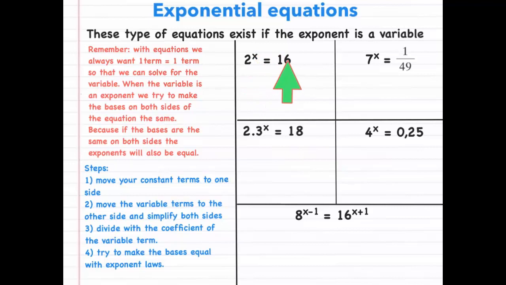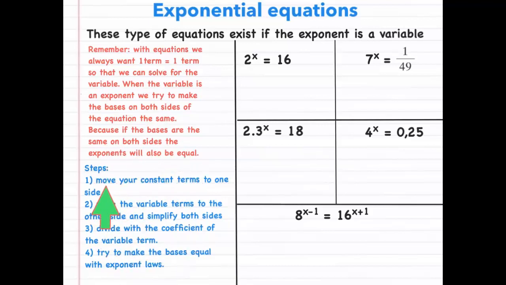So what I'm really trying to do is get one term equals one term, and then make the base on this side equal to the base on that side. We cannot change the 2, but we can change a 16 so that it looks like a 2. And that's what we're trying to accomplish here. So remember, with equations, we always want one term equals one term, so that we can solve for the variable. When the variable is an exponent, we try to make the bases on both sides of the equation the same, because if the bases are the same on both sides, the exponents will also be equal.